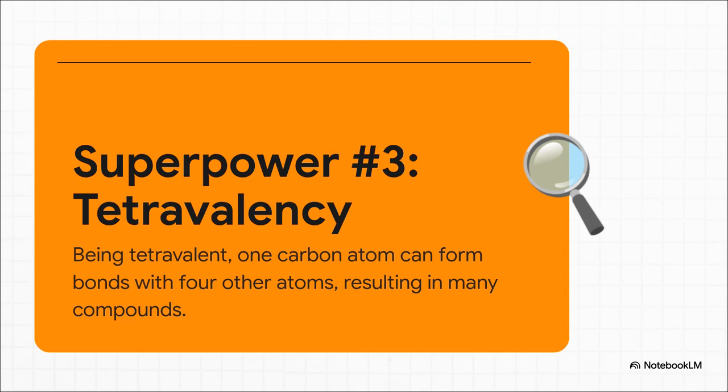And finally, superpower number 3, tetravalency. Remember those 4 outer electrons it has to share? Well, that means it can form 4 covalent bonds at the exact same time.